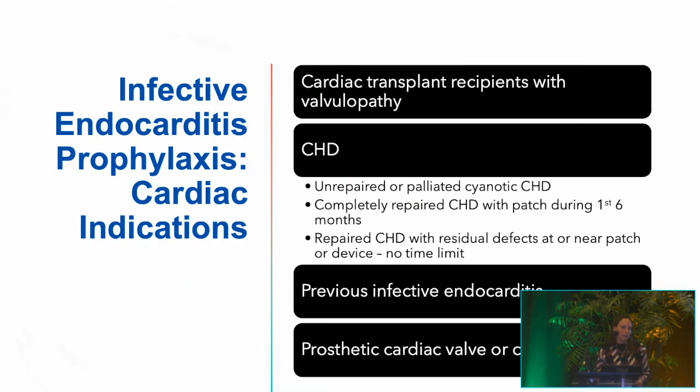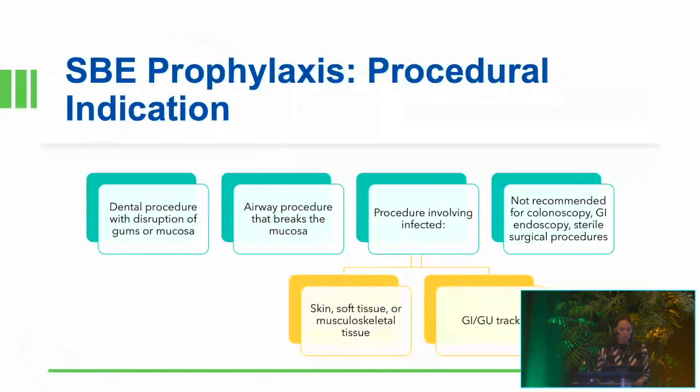And what my institution uses is 50 milligrams per kilo of Ancef. It's just easy to remember because we give Ancef all the time. SBE prophylaxis is indicated for procedures that are dental, pretty much any dental procedure, airway procedure, a procedure involving infected skin or soft tissues, or the GI tract, and please note that it is not recommended for routine colonoscopy or GI.